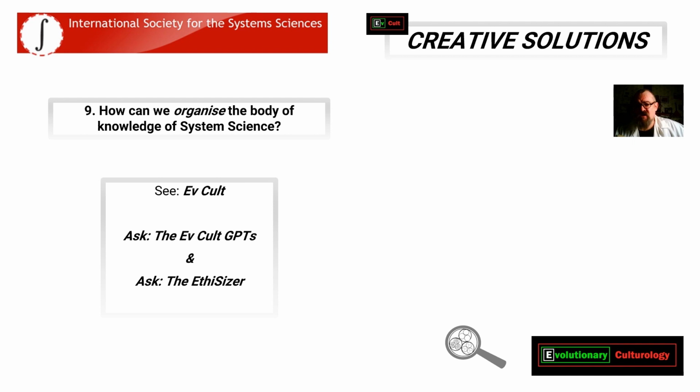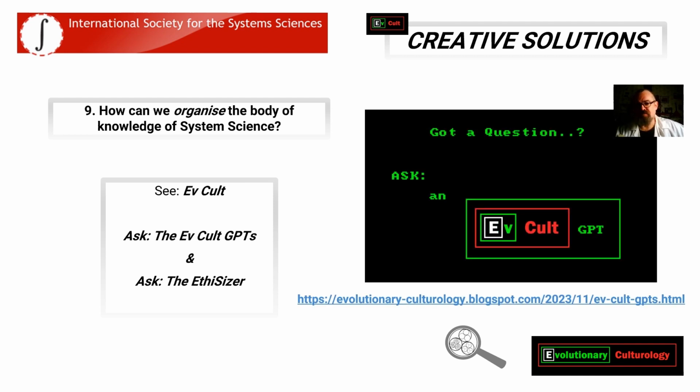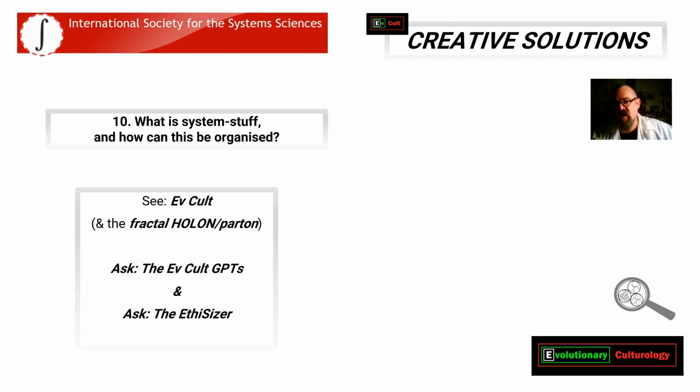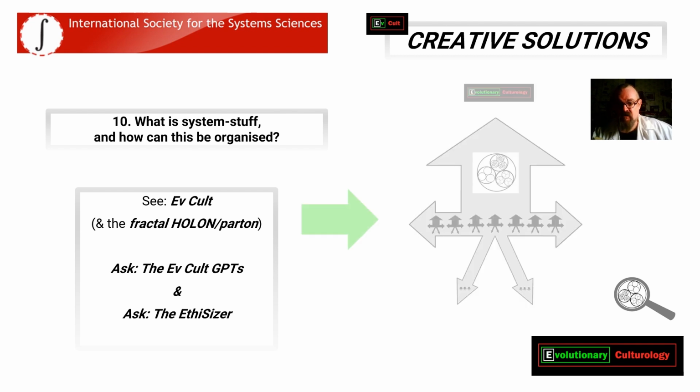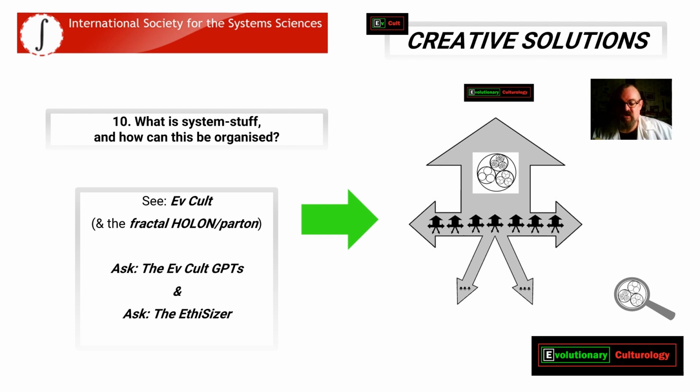How can we organise the body of knowledge of systems science? The GPTs are good with this again. So put that to one of them. You'll get a good answer back. Next. What is system stuff and how can this be organised? Again, see Ev Cult, see the fractal holon parton. Ask the Ev Cult GPTs. There's the 3 laws of fractal holon partons. So you can organise them that way.